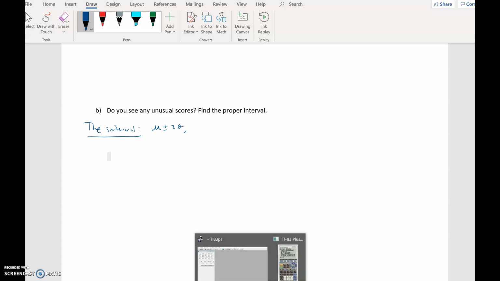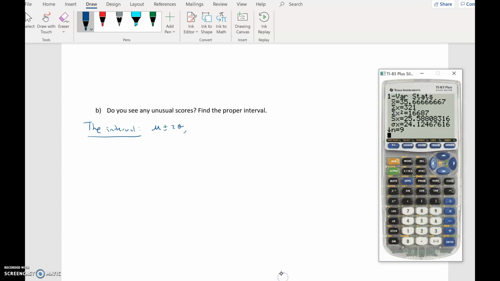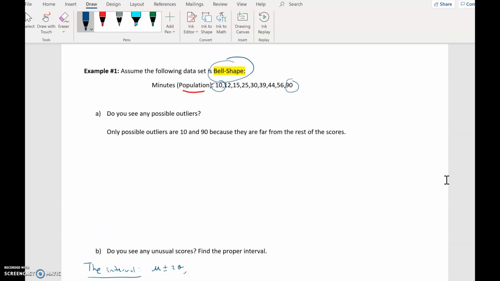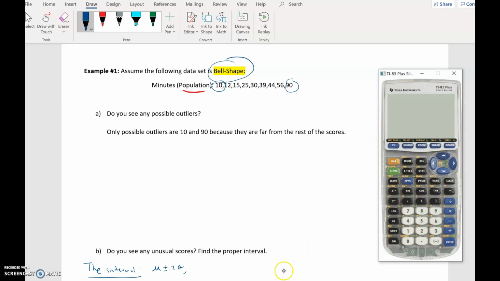Let me actually run the data set. Please take a second and enter the data set, and let me just double check that I don't have any typos. 10, 12, 15, 25.